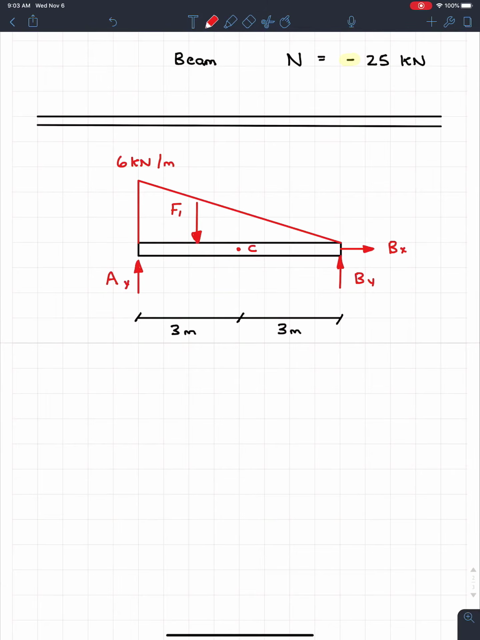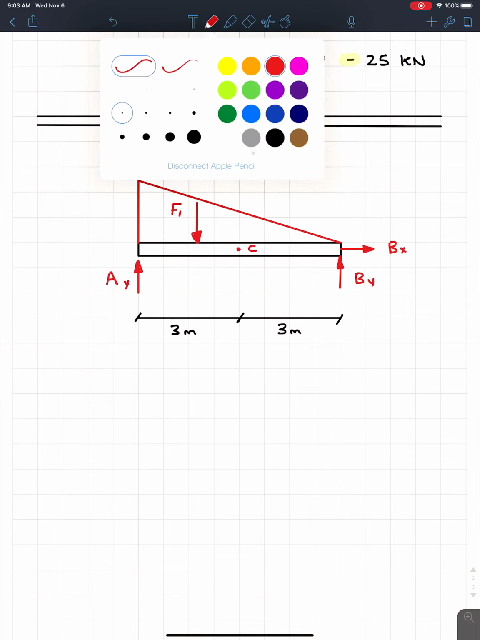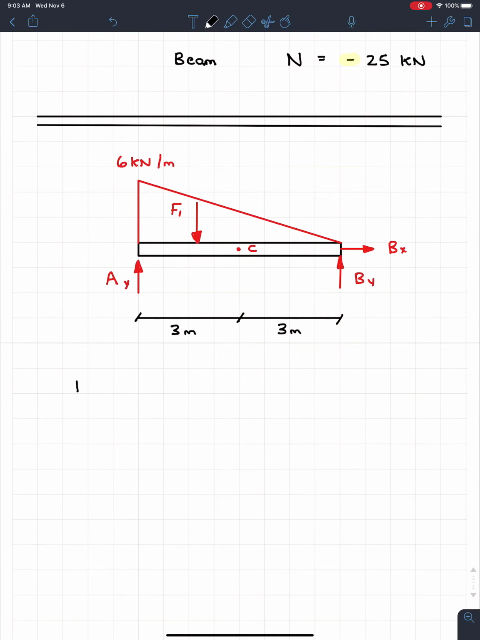Perfect. So from there, right now we have 4 unknowns, but we can get rid of one of them by solving for F1. So F1, since it's a triangle, we know it's going to be 1/2 of the base, which is 6 meters, times the height, which is also 6 kilonewtons per meter. And what we find with that is we get 18 kilonewtons. Perfect. All right, so that's not too bad.